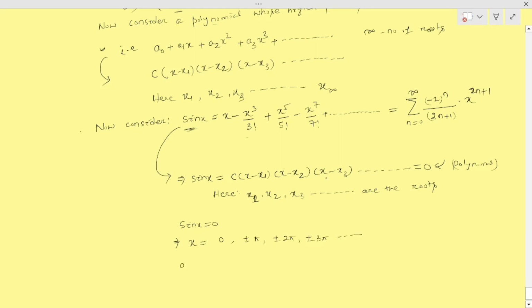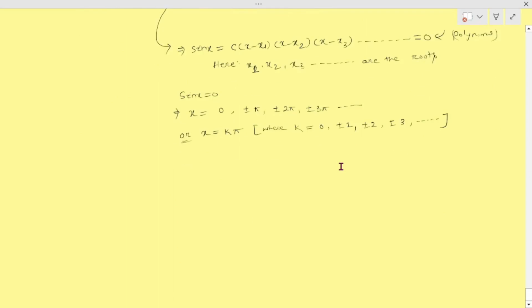Or I can write in general x is nothing but k pi, where k equal to 0, plus or minus 1, plus or minus 2, plus or minus 3, and so on, right?